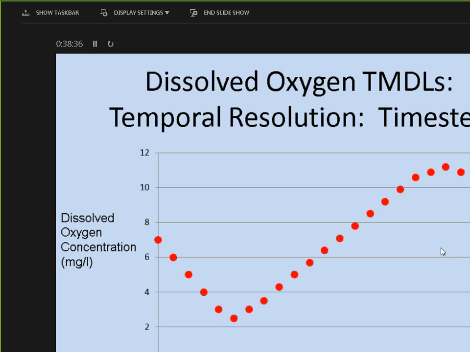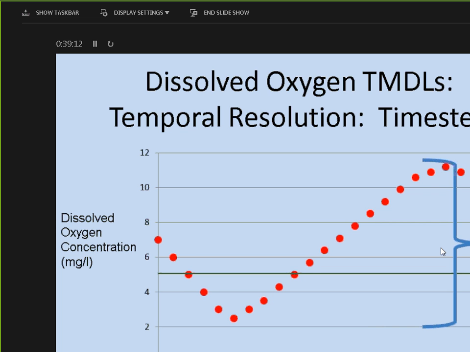Most of us know that algae respire all the time, but they photosynthesize when the sun is out. Since they tend to photosynthesize at a greater rate than they respire, when they're photosynthesizing the concentration goes up, and when they're only respiring, it'll go down. We have a DO standard of 5, and in this case, before dawn, we don't meet that standard.